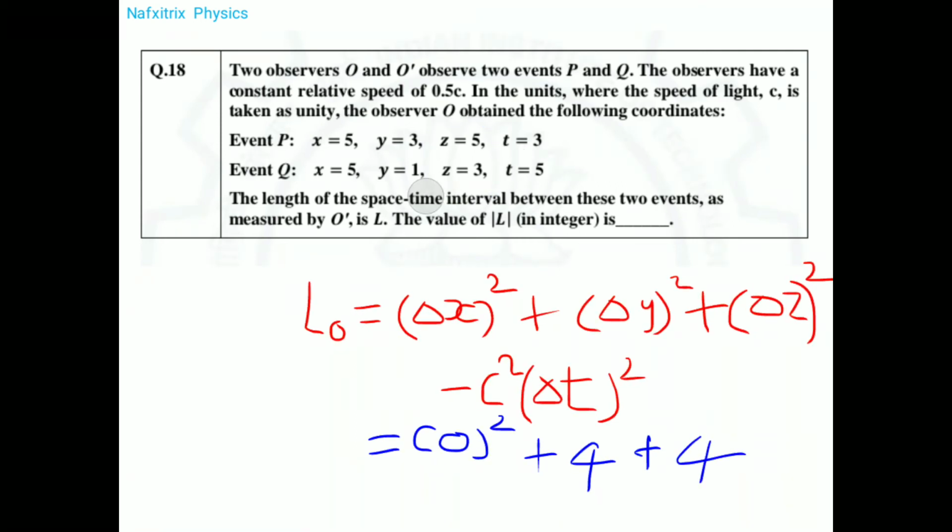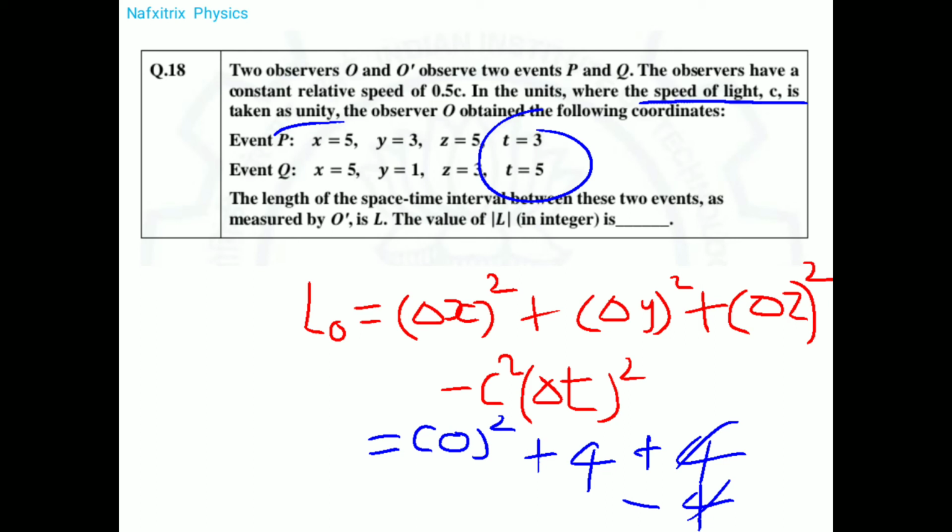And next is minus c square into delta t square. So c square is nothing but 1 square, because they have mentioned here that the speed of light is taken as unity. So minus 1 square into delta t square, where delta t means 5 minus 3 or 3 minus 5, that is 2 square, so 4. So here this 4 would get cancelled, only 4 would be remaining.